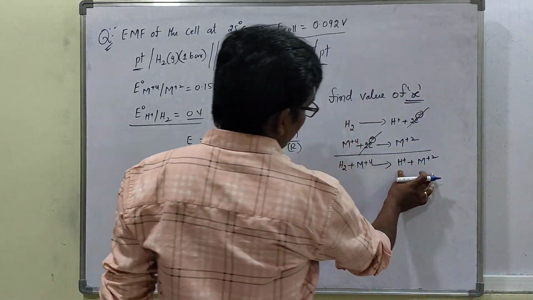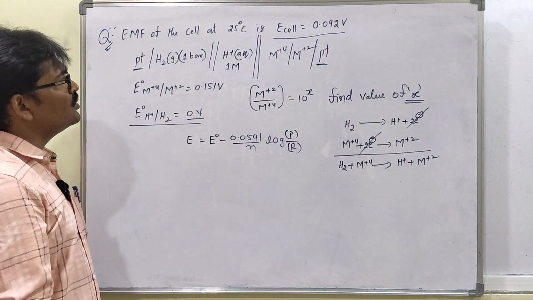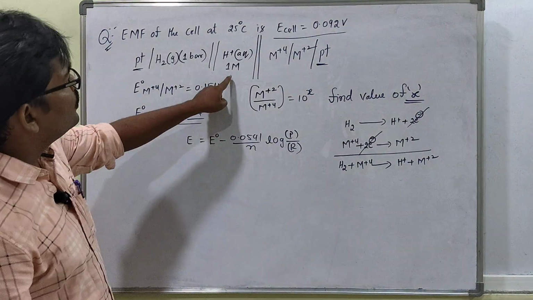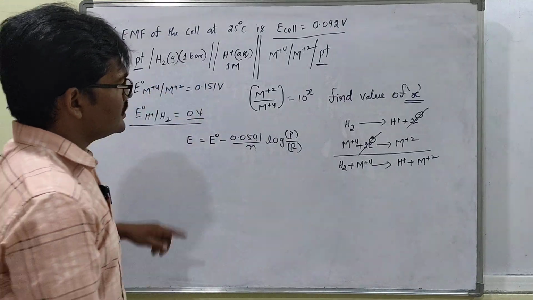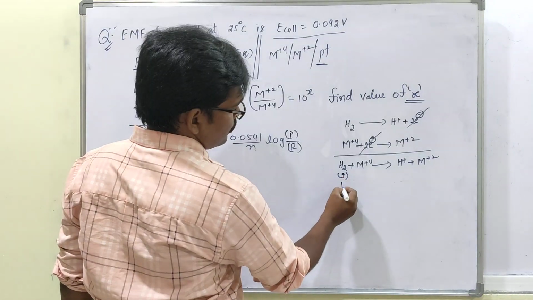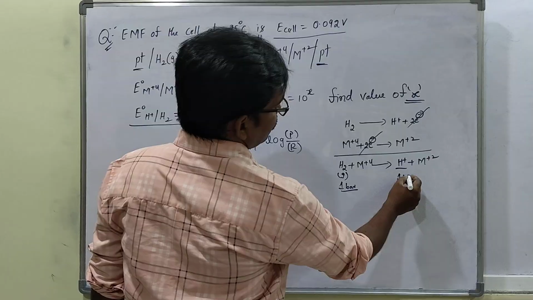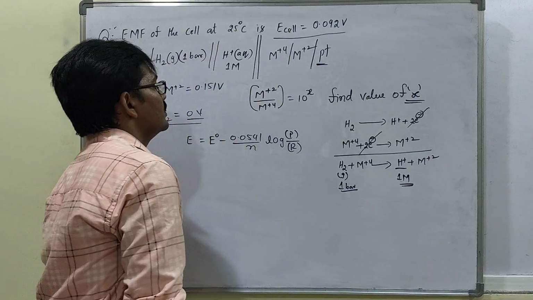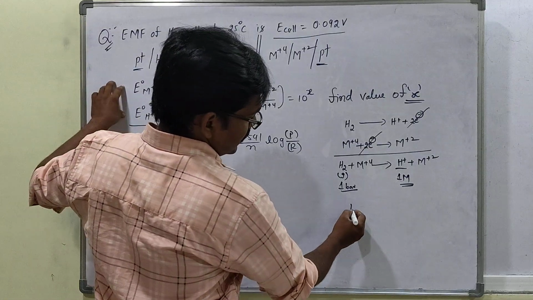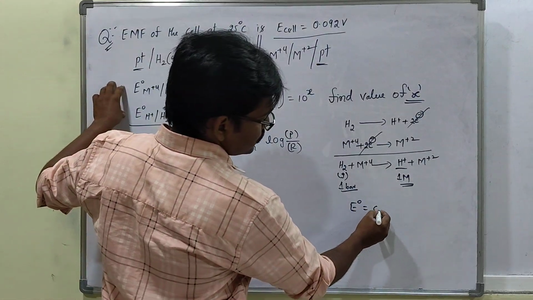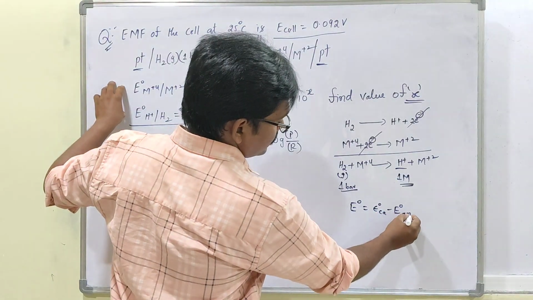So these two are products, these two are reactants now, right? Yes. So now this is mentioned as 1 molarity, then this is mentioned as 1 bar pressure. Hydrogen gas it is, so that's why 1 bar pressure is mentioned. Then 1 molarity is mentioned, right? So now if you want to find E0 cell, E0 cell is equal to E0 of cathode minus E0 of anode, I told, right?